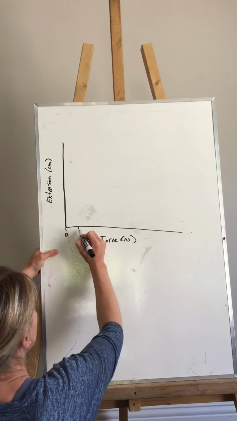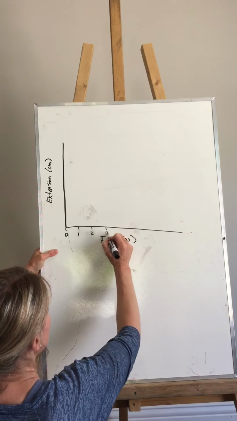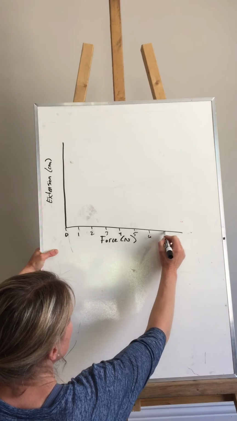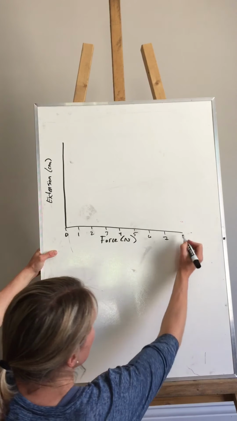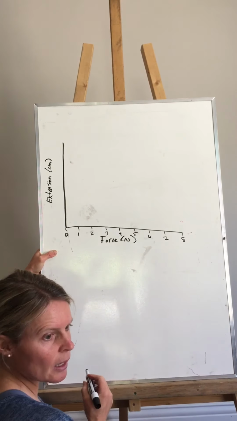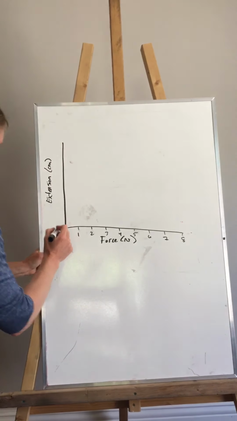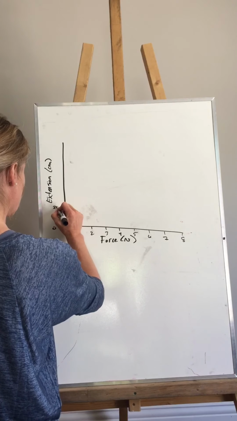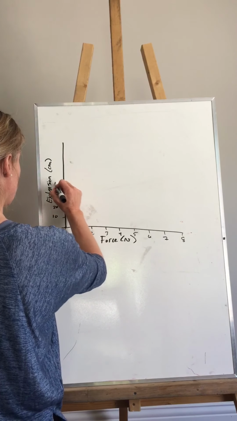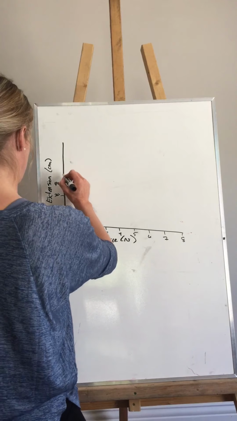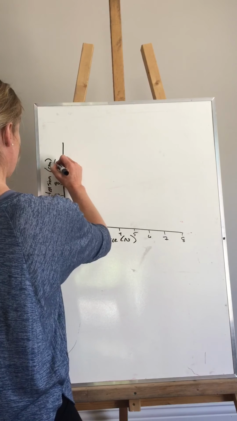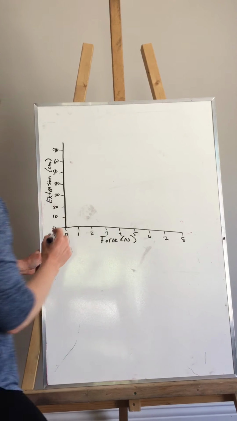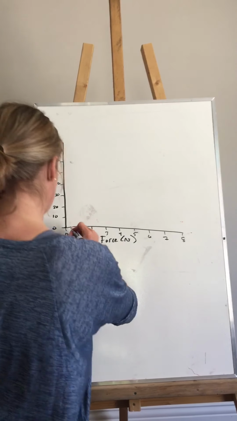Okay, so force is going to be going up by 1. So let's start at 0, 1, 2, 3, 4, 5, 6, 7, and I'll go up to 8. Okay, and the extension is going to go by 10s. So 0, 10, 20, 30, 40, 50, 60. We'll go up to 70, okay? So your line should look something like this, okay?